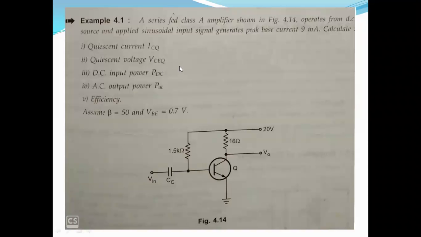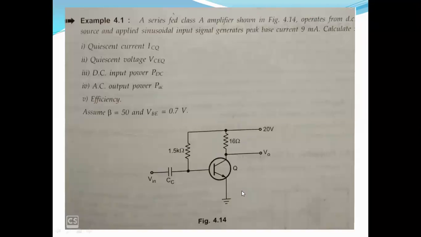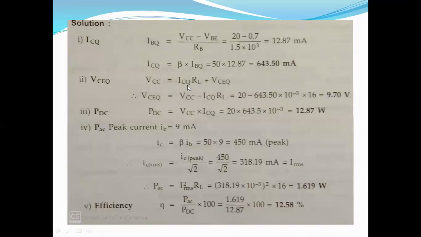Next, the second question is VCEQ, that is the collector to emitter voltage. If you apply KVL for this loop, this is VCC, this is RC. Let us consider the collector current is IC. Here we have the collector to emitter voltage, because this is the collector and this is the emitter. The voltage between these two terminals becomes VCE or VCEQ. If you apply KVL for this loop, then VCC is equal to ICQ RL plus VCEQ.